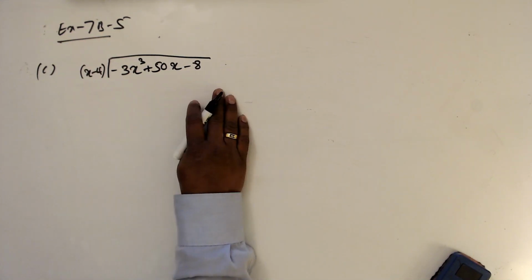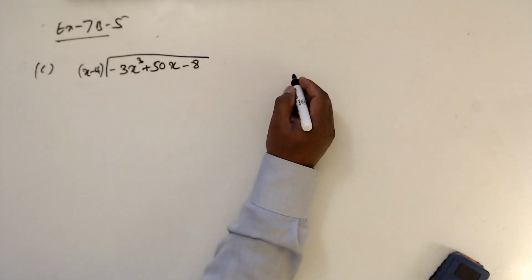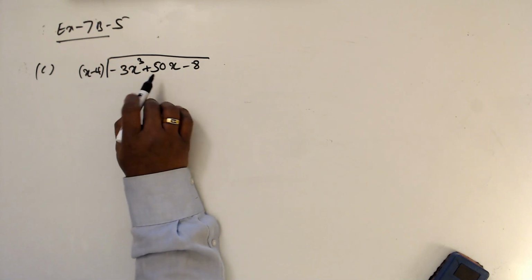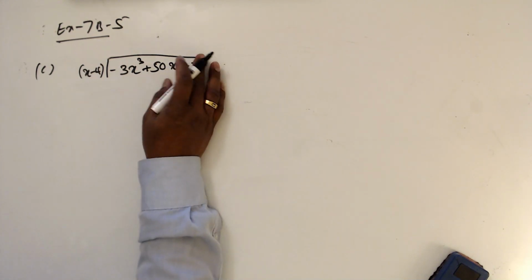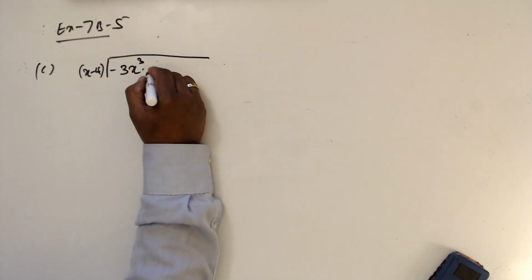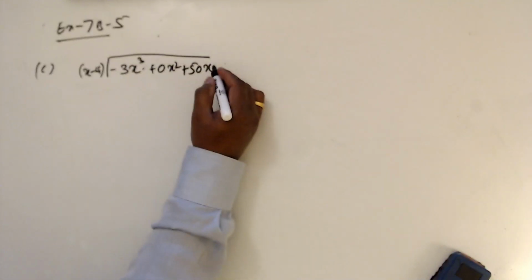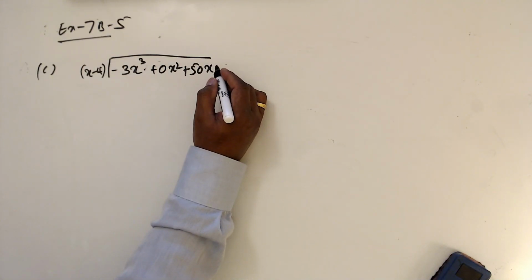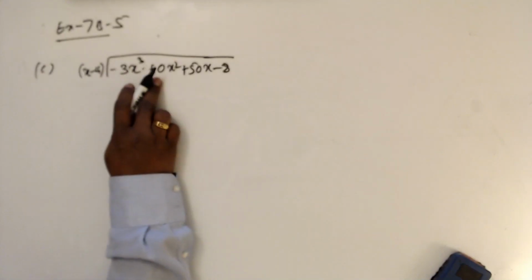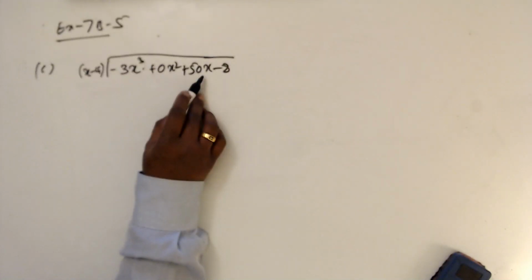This is part C. Now there's an issue, we have to fix this one first. You know what it is now. This is plus 50x. There is no x square, so I will write 0x square plus 50x. Then minus 8. Now it's fine. I put this x square into the middle. Minus 3x cube, 0x square plus 50x.